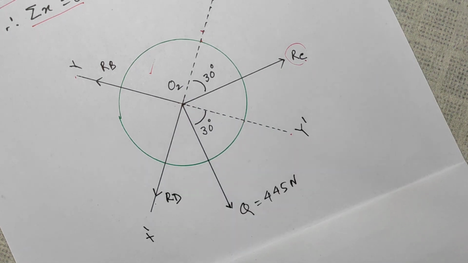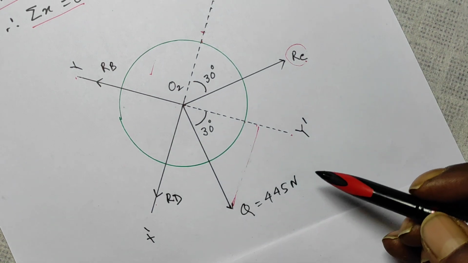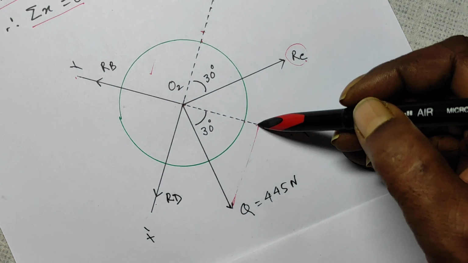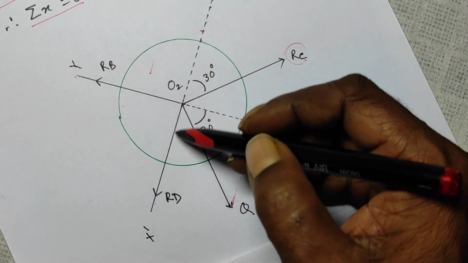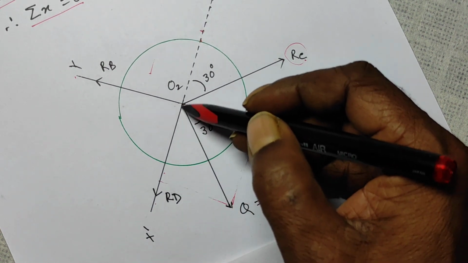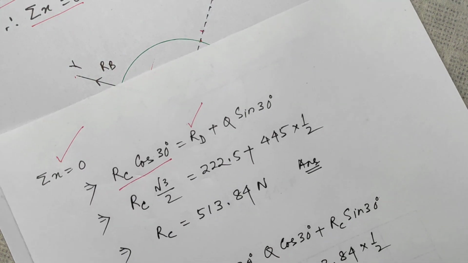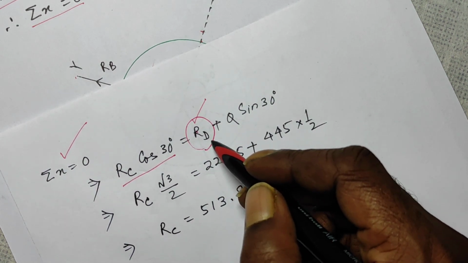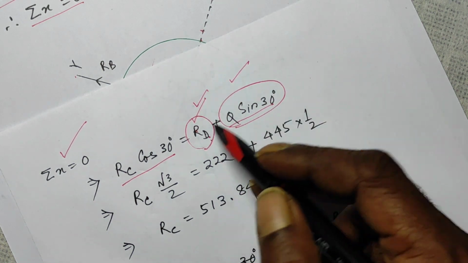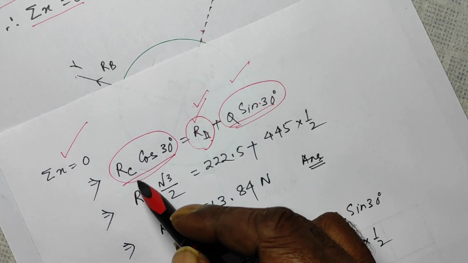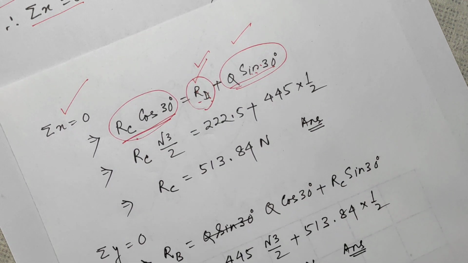And if you drop a perpendicular here, from here to here will be Q cos 30, and from this point to this point will be Q sin 30. So RD, the reaction force at D, and Q sin 30 are in the same direction, so they are just added. These two are along the negative x-axis, and this is along the positive x-axis. Since it is in equilibrium, the sum of these two must be equal to this. Now just put the values.